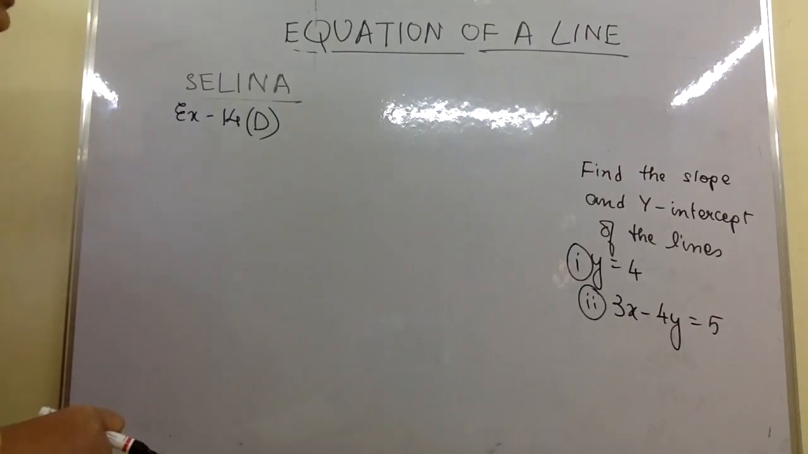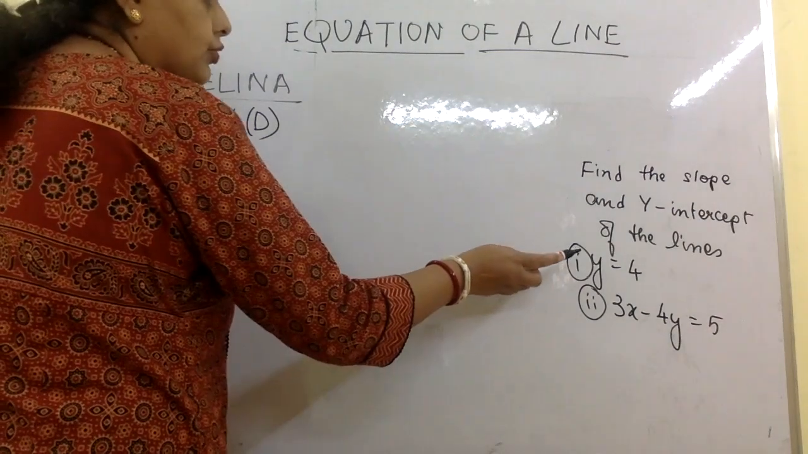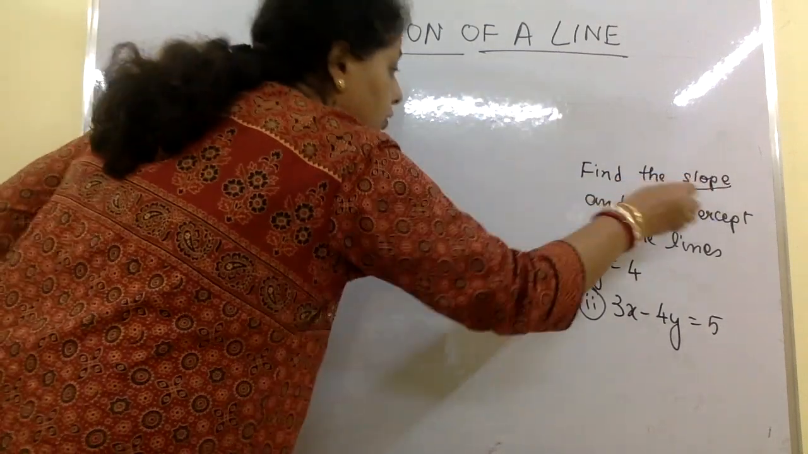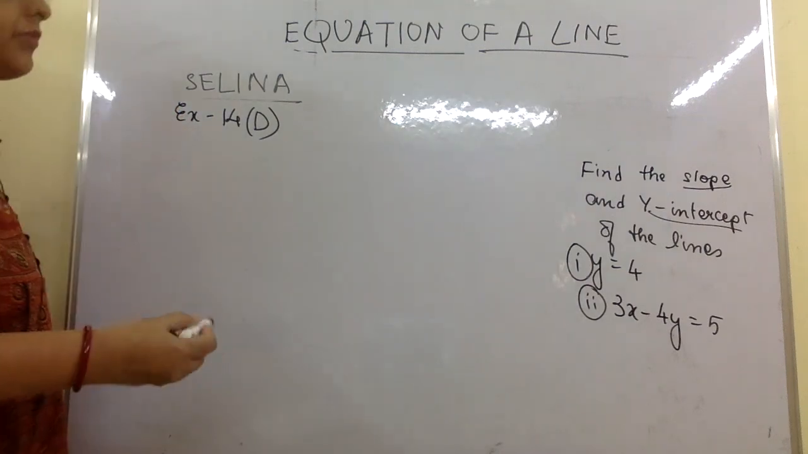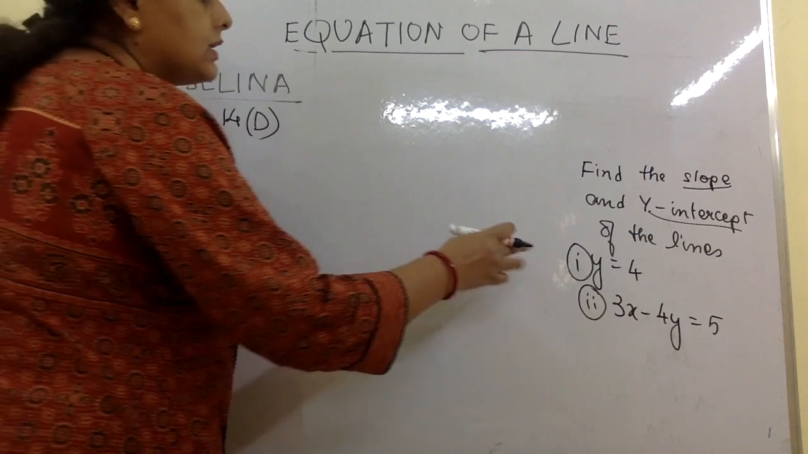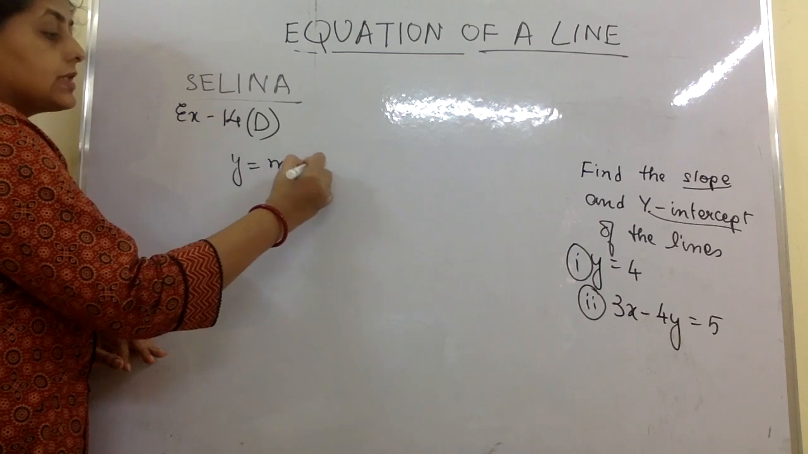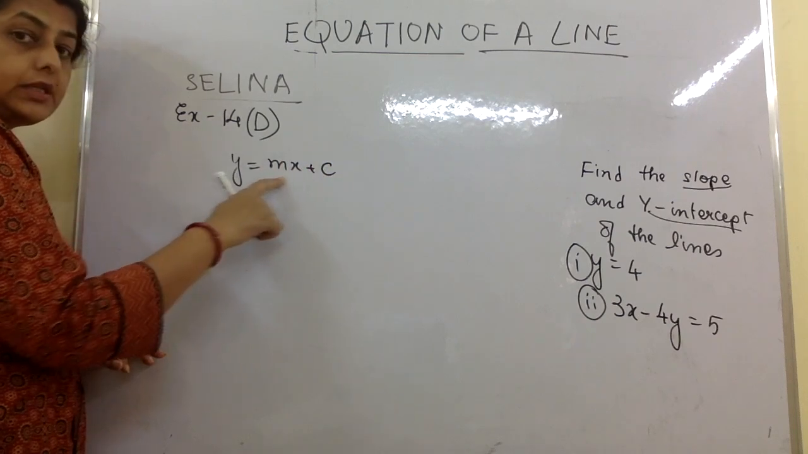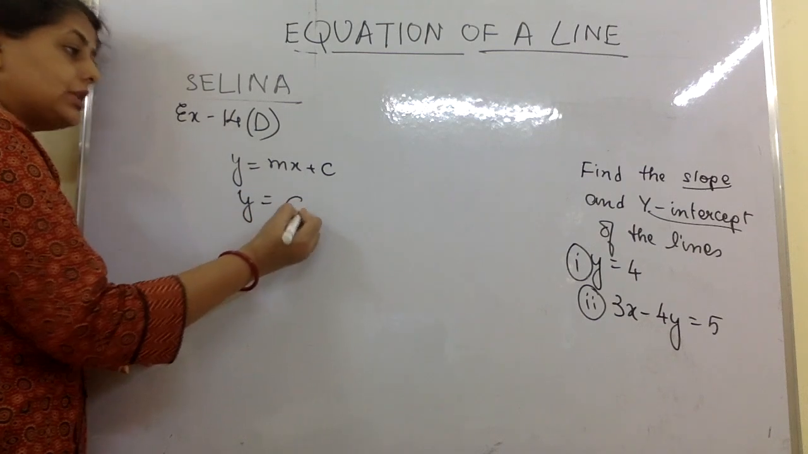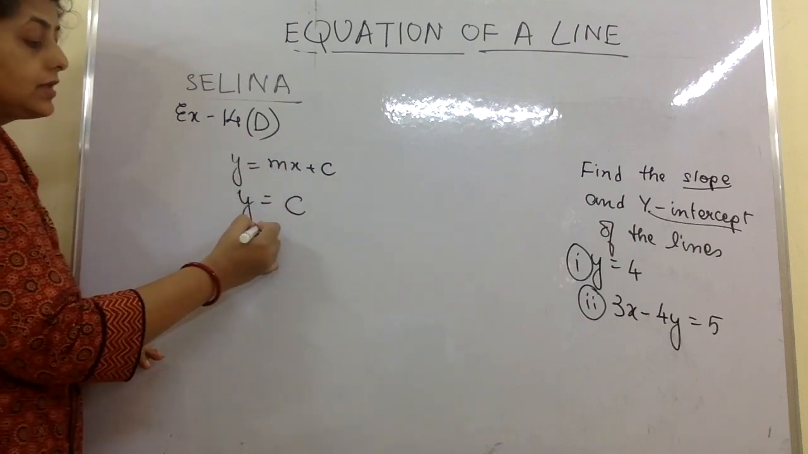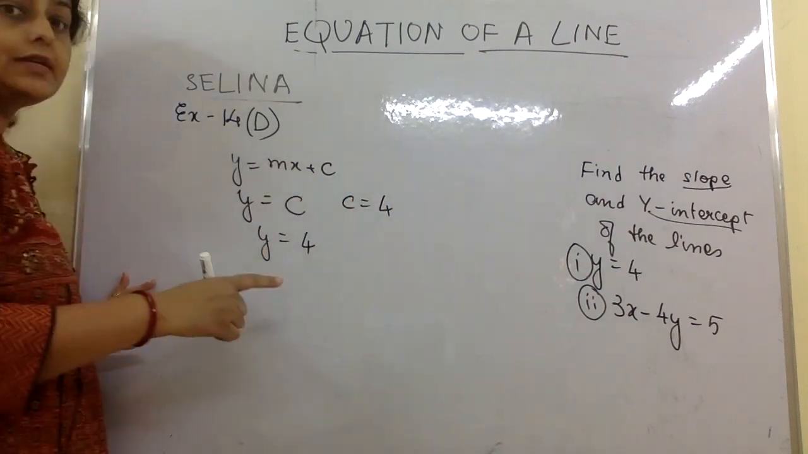Okay. So here they are saying find the slope and y-intercept of the lines. They have asked for two things, slope and y-intercept. Now here we have y is equal to 4. If we go back to our formula y is equal to mx plus c, then the x term is completely missing in y is equal to 4, right? So y is equal to only c, because it is only one constant. That is why y is equal to 4. Therefore c is equal to 4, which means the y-intercept is 4.